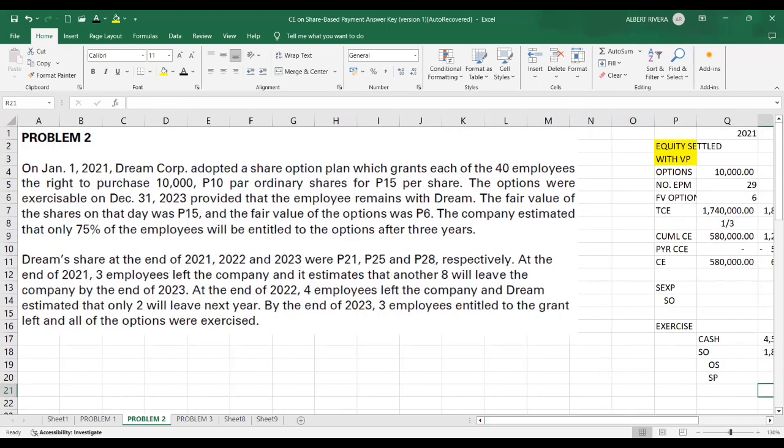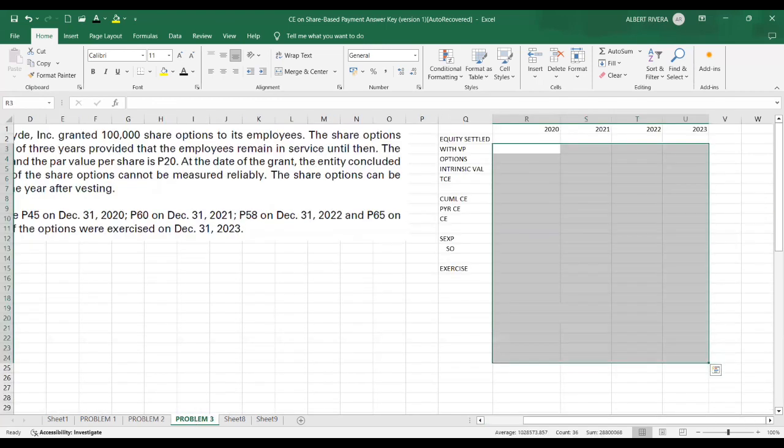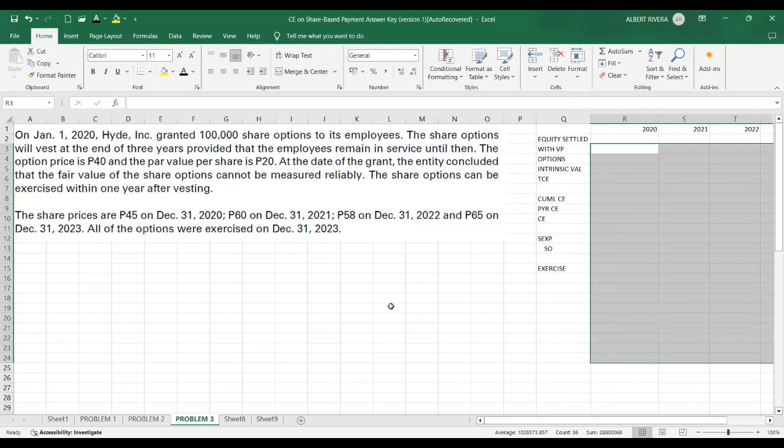Let's now move to problem 3. Okay? Your problem 3 is what? So let's read. Options na naman. Options again. So equity settled pa rin ito. On January 1, 2020, Hyde Inc. granted 100,000 share options to its employees. The share options will vest at the end of 3 years provided that the employees remain in service until then. The option price is 40 and the par value of the share is 20.